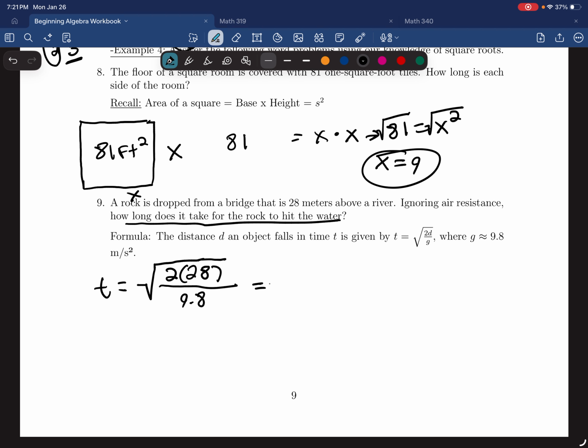Now let's simplify this. Well, we know that using our quotient rule for square roots, we're going to take the square root of the numerator and denominator individually. And we can also figure out that 2 times 28 is 56. So now, when you evaluate this in your calculator, you're going to get approximately 2.39 seconds.